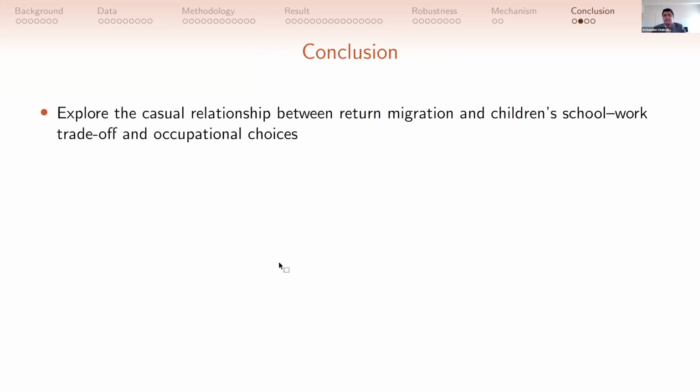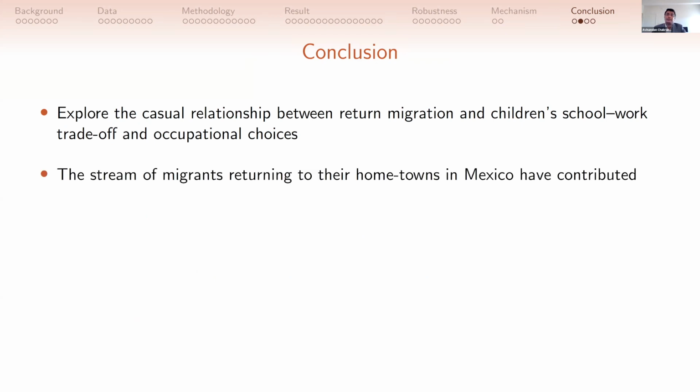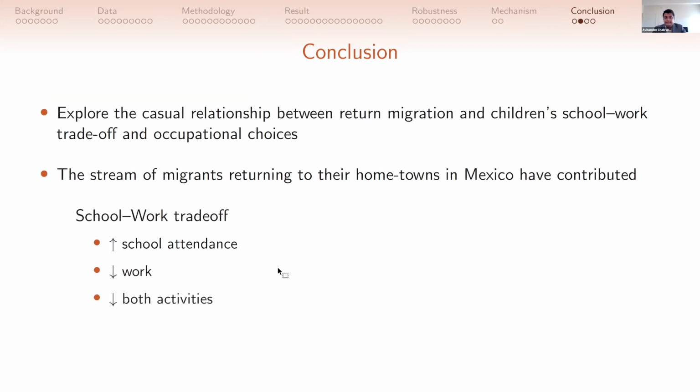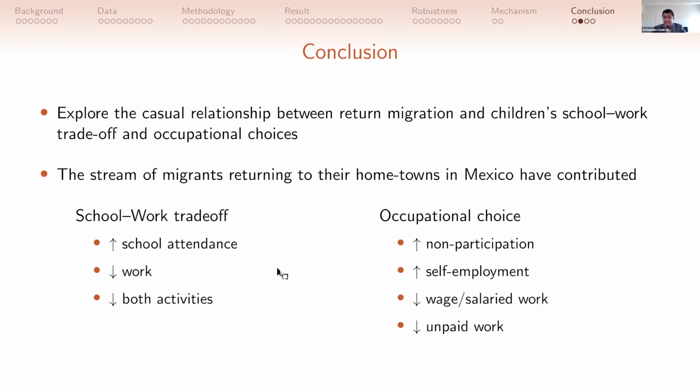So to conclude, this paper explores the causal relationship between return migration and children's schoolwork trade-off and occupational choices. The stream of migrants returning to the hometowns in Mexico have contributed to an increase in school attendance, a decrease in work, and a decrease in both activities, an increase in non-participation, an increase in self-employment, a decrease in wage-side work, and a decrease in unpaid work.